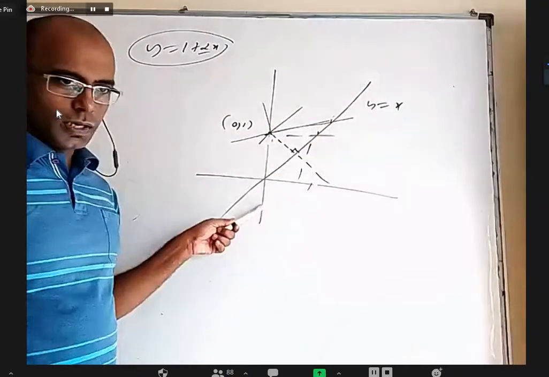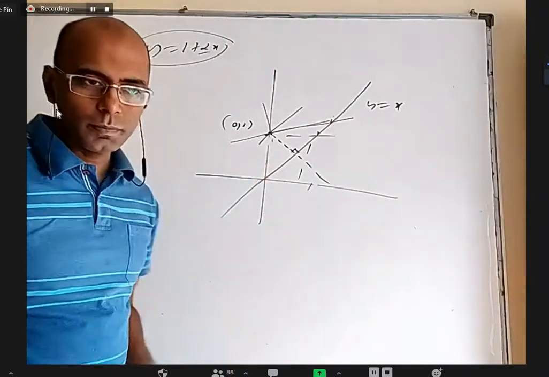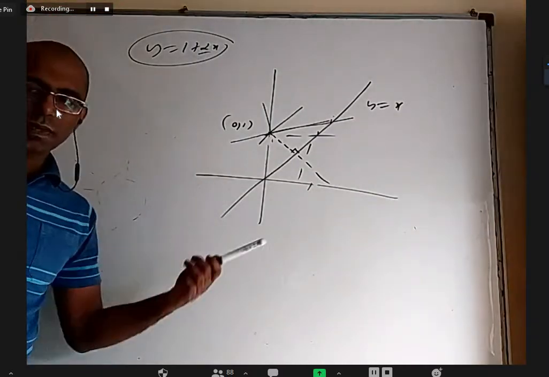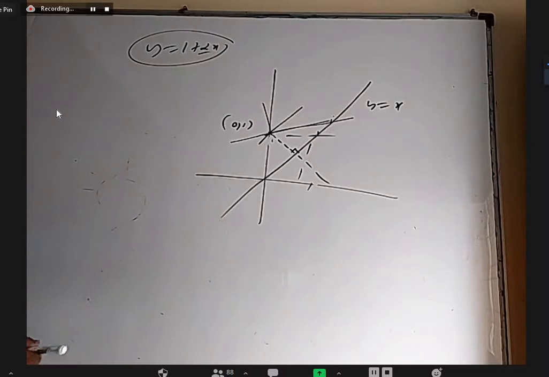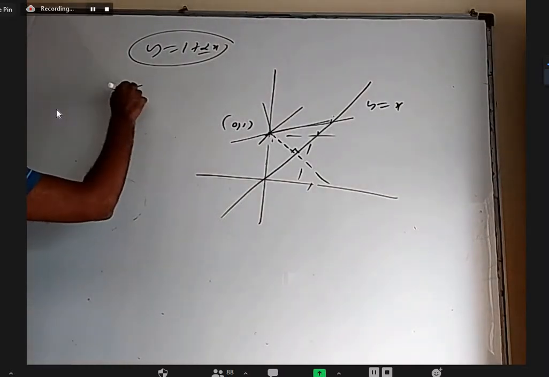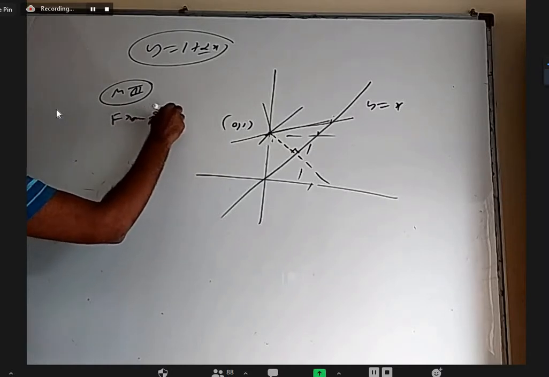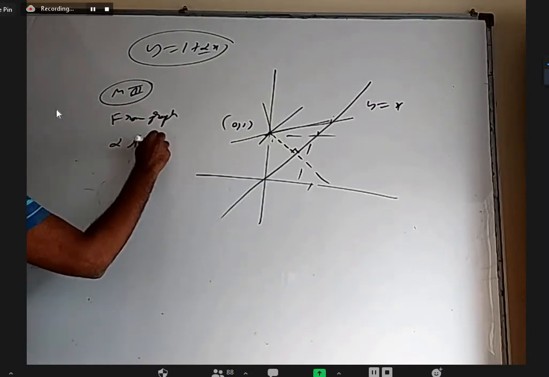So you can understand, this line, y equal to x, has slope 1. Then what will the perpendicular line's slope be? Minus 1. So alpha is minus 1. That's it. Done. So nothing more. Method 3, from the graph, alpha should be minus 1.